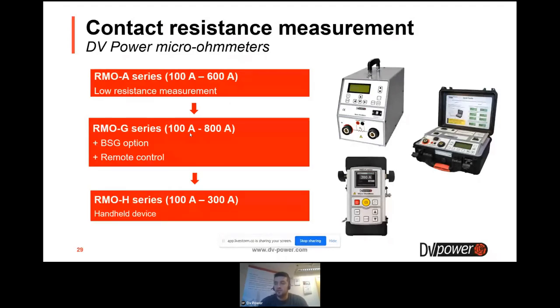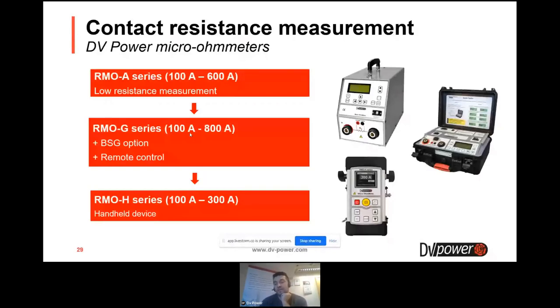micro-ohmmeters. For field use, we recommend the plastic devices mounted in plastic cases, which have IP67 protection with closed lid. They're very convenient to use in the field because they are portable, but still very powerful. These micro-ohmmeters have an additional both-sides grounded feature with clamps and remote control features. And the latest generation of DV Power micro-ohmmeters is the handheld INEMO H micro-ohmmeters, which can generate up to 300 amperes. They can be used with short cables or with long cables.